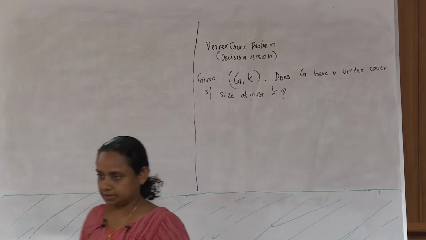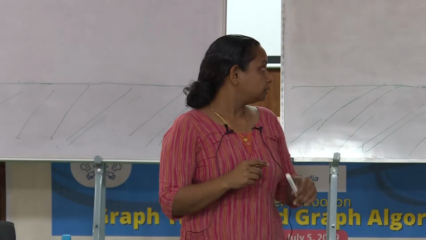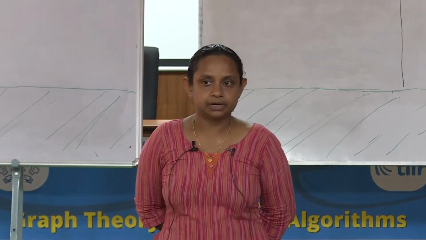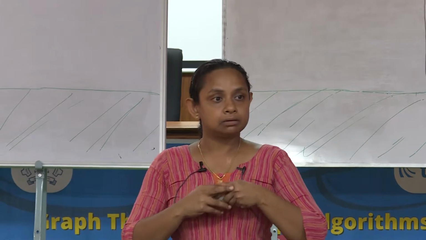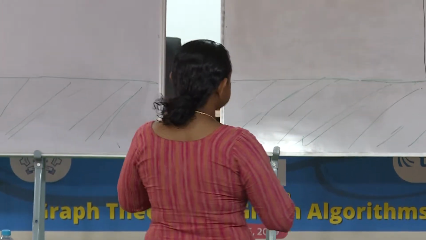So this is the question, right? Given a graph G and a positive integer K, we want to see if G has a vertex cover of size at most K, right? So can you show that this problem is NP complete? How? Is it in NP? You have already shown that it is in NP, right?